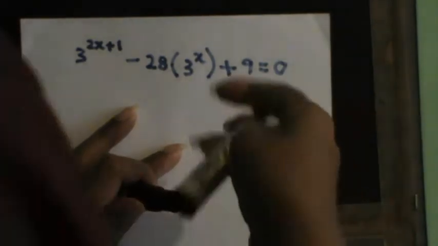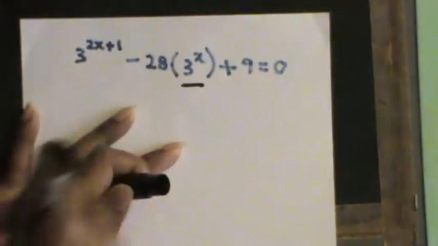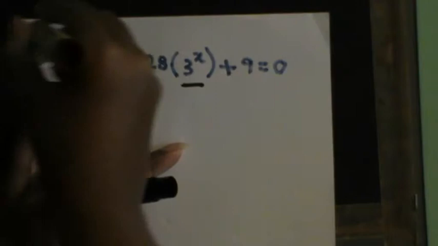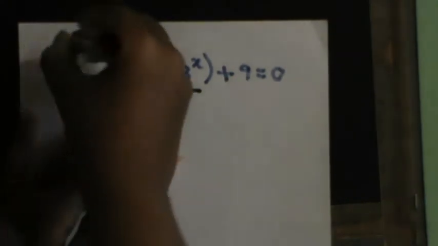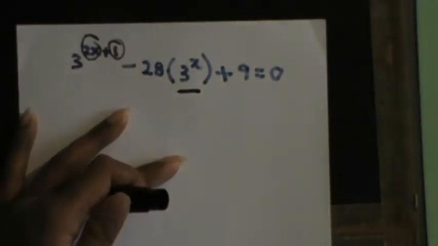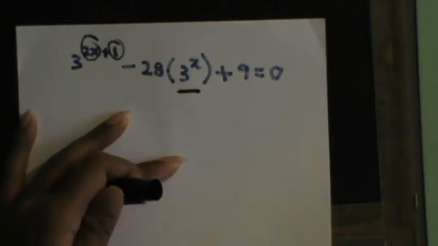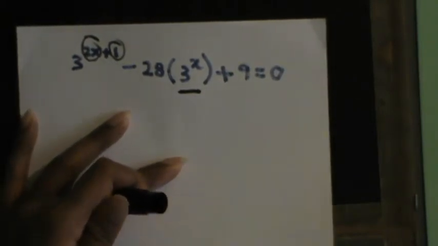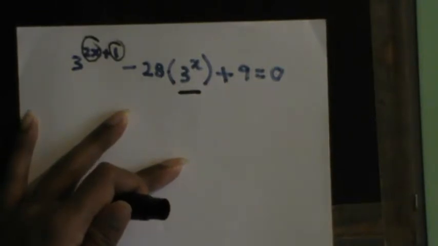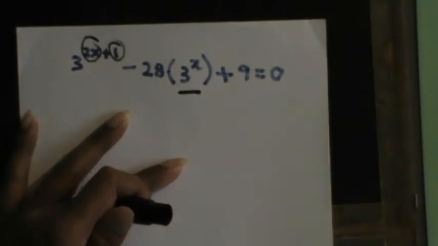So you have 3 to the power x here and 3 to the power x here. Here you have been given 3 to the power 2x plus 1, and you can write 3 to the power 2x as 3 to the power x all squared, or something like that, and you can solve for that. So what I'll do first is make this equation into the format of 3 to the power x.